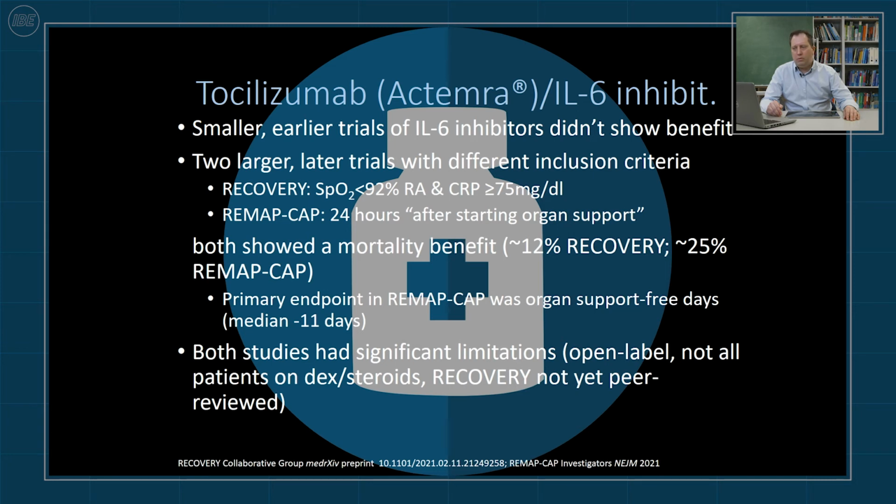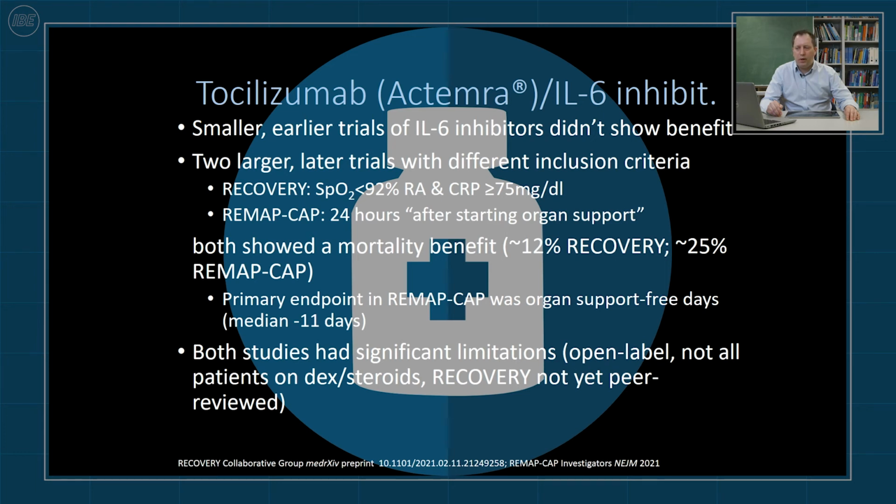Recovery randomized patients who had an oxygen saturation under 92% on room air and a C-reactive protein over or equal to 75. REMAP-CAP had patients included who required organ support, and both showed a mortality benefit, around 12% for Recovery and 25% for REMAP-CAP. But the primary endpoint in REMAP-CAP was organ support-free days, and the median was 11 less days on tocilizumab. Both studies had significant limitations.